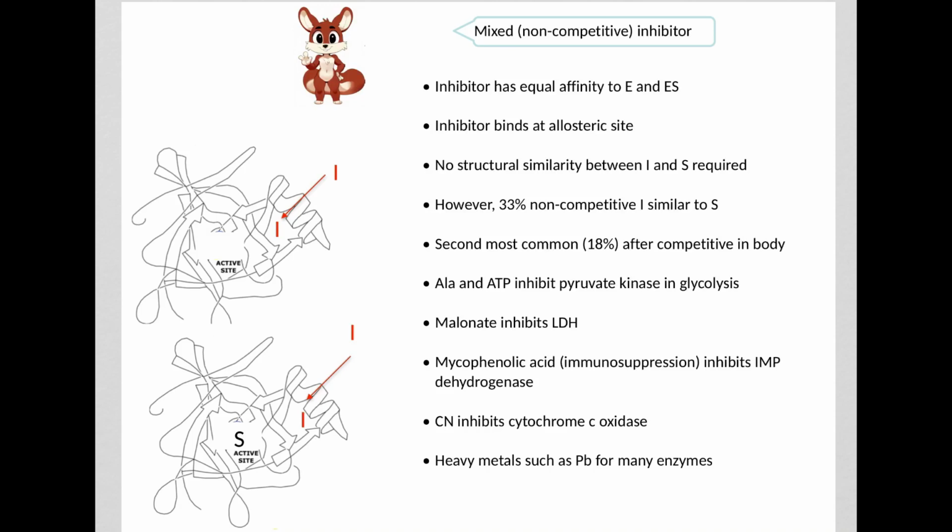This non-competitive or mixed inhibitor, just like uncompetitive inhibitor, binds at an allosteric site. It does not bind at the active site, it binds at the allosteric site. Once again, we don't need to have a structural resemblance between the inhibitor and substrate. Although we don't need this, interestingly, 1/3 of non-competitive inhibitors that have been studied have a structure that is quite similar to the substrate.